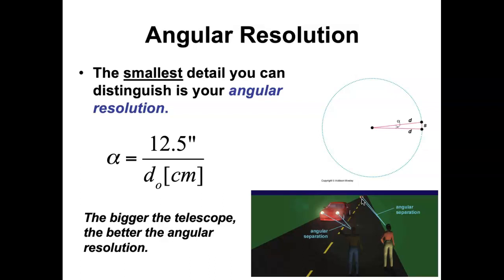But as that car drives toward you, the angle between the left headlight, your eye, and the right headlight gets bigger and bigger and bigger, until that angle becomes large enough that you can resolve that those are two separate headlights.